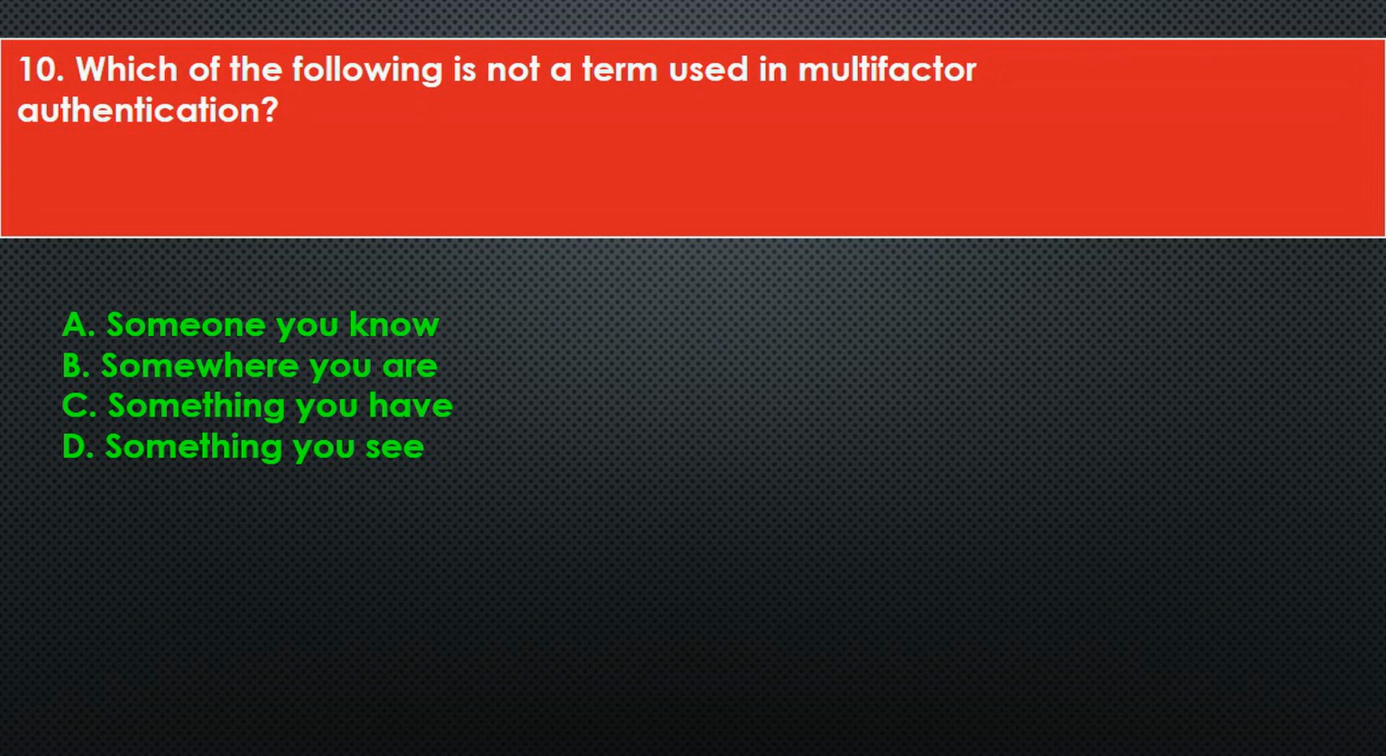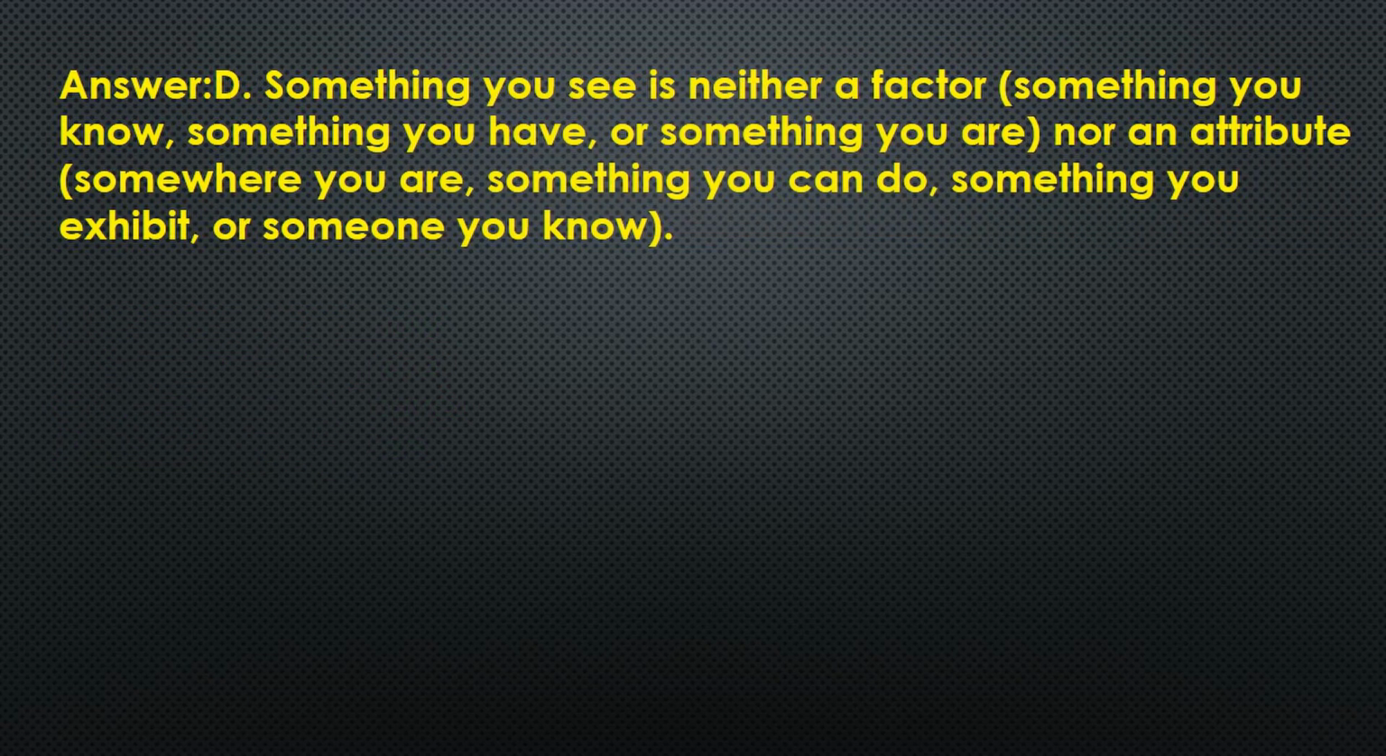10. Which of the following is not a term used in multi-factor authentication? A. Someone you know. B. Somewhere you are. C. Something you have. D. Something you see. Answer D. Something you see is neither a factor, something you know, something you have, or something you are, nor an attribute. Somewhere you are, something you can do, something you exhibit, or someone you know.